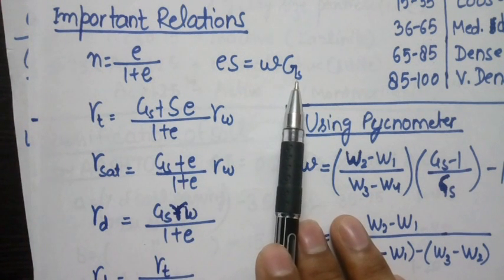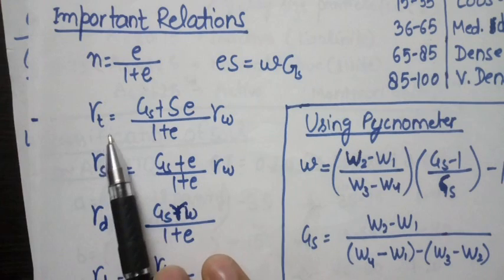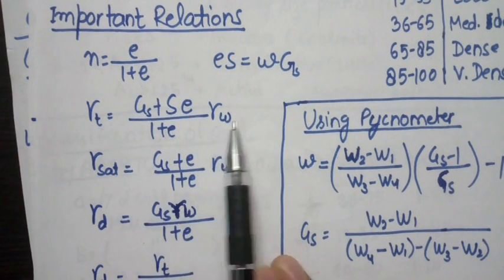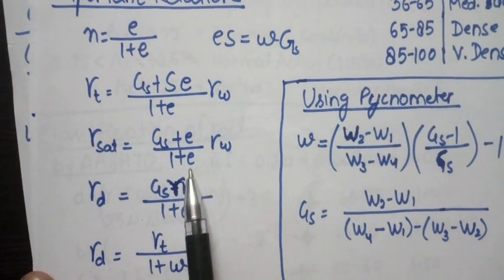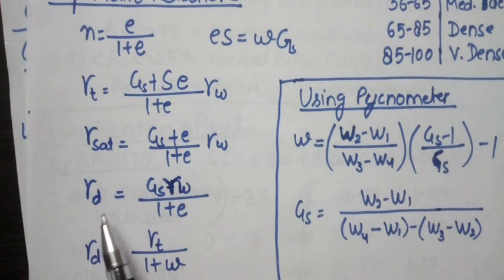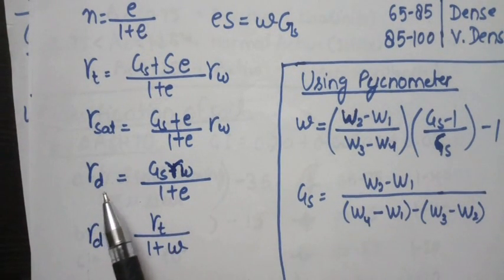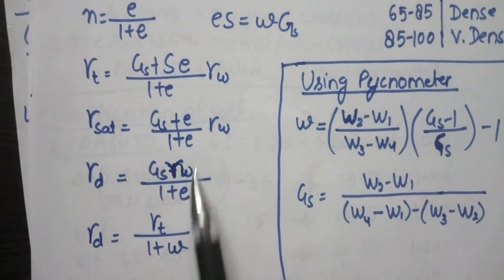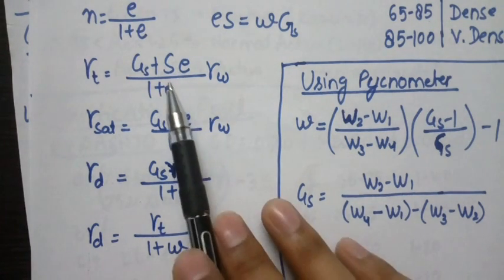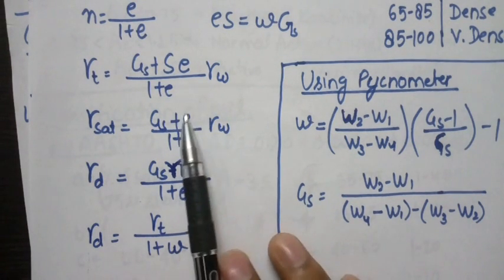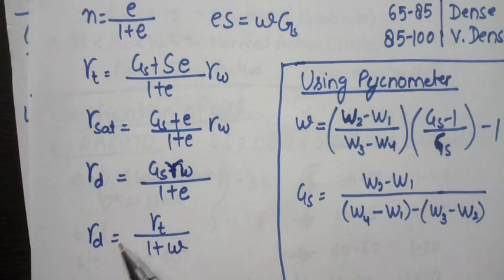Gs is specific gravity. Gamma t equal to (G plus Se) upon (1 plus e) gamma w. Gamma sat is (Gs plus Se) upon (1 plus e) gamma w. Gamma d equals, this is dry unit weight, which is Gs gamma w upon (1 plus e). We can see that S equal to 0 here and S equal to 1 in this one. Gamma d is gamma t upon (1 plus w).